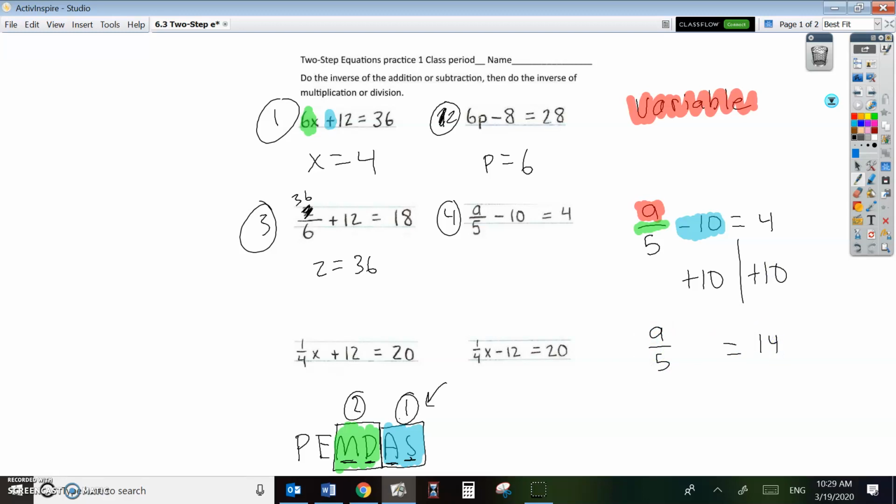This is a divided by 5, so multiply by 5 on both sides. These cancel. A equals 14 times 5. Looks like 70. A equals 70, and then substitute 70 into the original equation. So instead of a, do 70 over 5. You know that 70 divided by 5 is 14. We just did that multiplication and division problem. So 14 minus 10 equals 4. That one also works. Nice job.